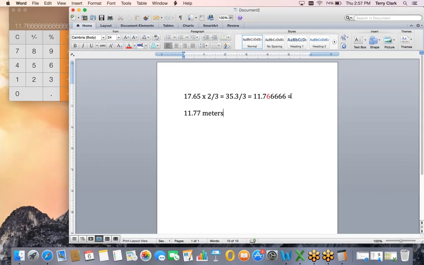Okay, so congratulations to everybody that came up with 11.77 meters. Now remember we're rounding to the nearest hundredths place. That's what the directions told us. So we have to make sure that we're getting it there to the nearest hundredths place. Okay. All right. So does anybody have any questions about increasing by 24% or decreasing by 1/3?